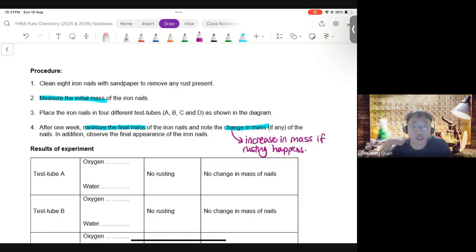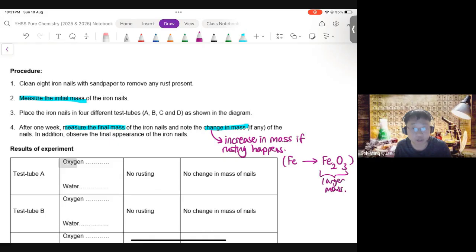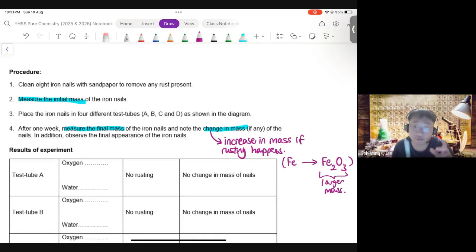Why should the mass of the nail increase? If you look at rusting, you are literally going from iron metal to iron 3 oxide. The solid goes from Fe to Fe2O3. This should have a larger mass. So rust should have a larger mass than the iron nail. So if rusting has occurred, there should be an increase in mass. All right. So the variable that we are measuring for rusting is always the increase in mass.